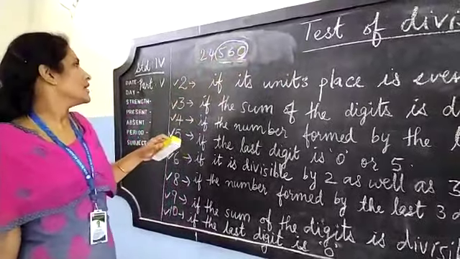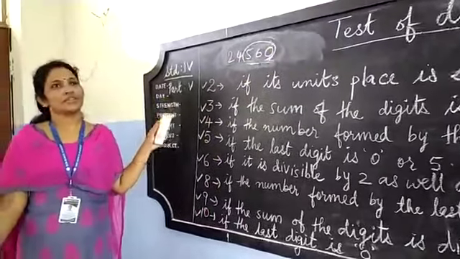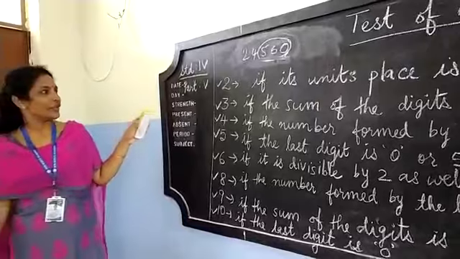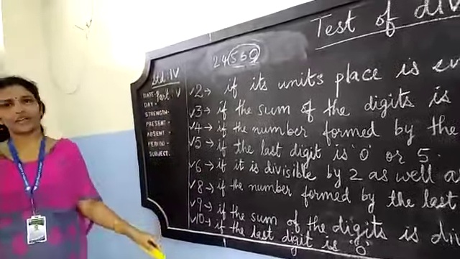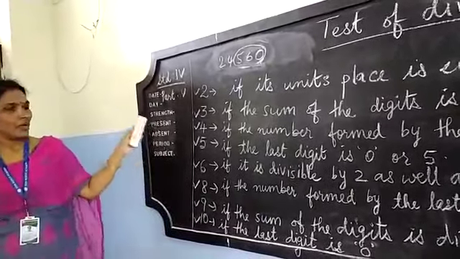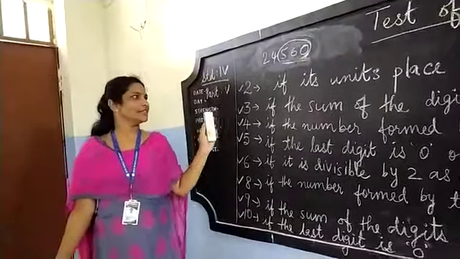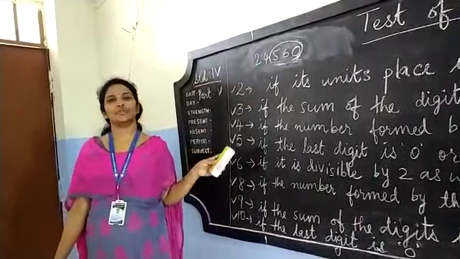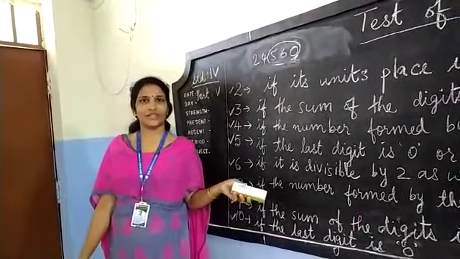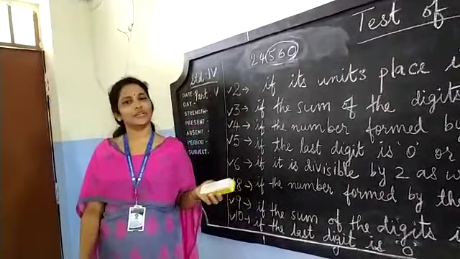These are some techniques or steps to be followed to find out whether a number is divisible by the given numbers. Now, I hope all of you understood the test of divisibility. Revise it nicely, and you have to learn it by heart also. Then it will help you for finding out the factors.